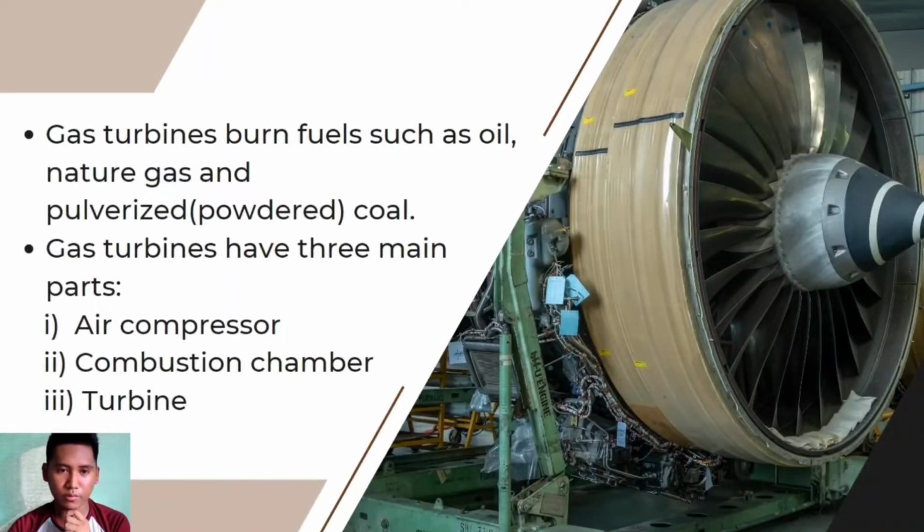Gas turbines burn fuels such as oil, natural gas, and pulverized or powdered coal. Gas turbines have three main parts. First is the air compressor, second is the combustion chamber, third is the turbine.